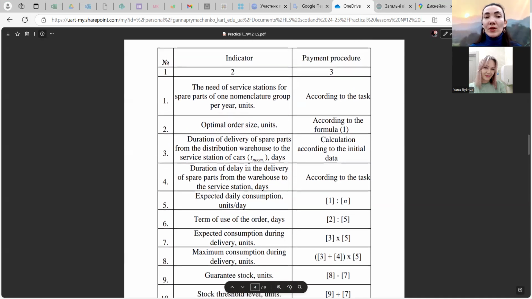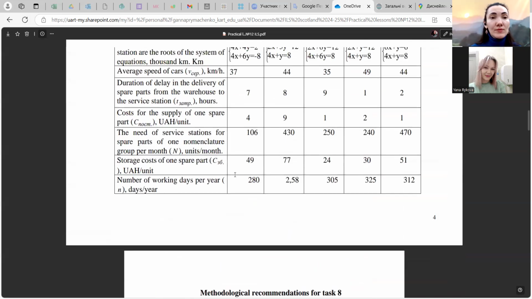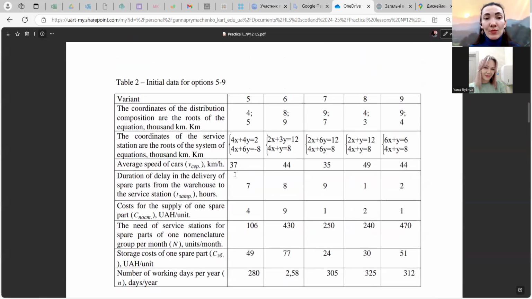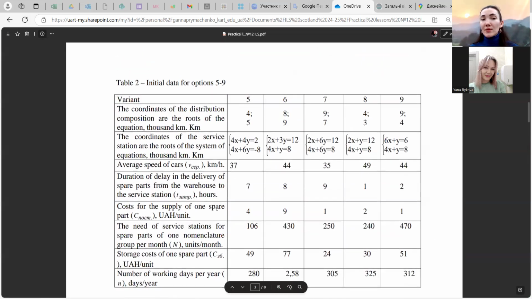The next, our point number 4, it is duration of delay in the delivery of spare parts from the warehouses to the service stations. Also in days, we can find this information in our text. Okay, duration of delay in the delivery. Find this information. Oh, we have already this information. It is the next line, 5th line in our table 2. And for 6 variants, it is 8 hours.